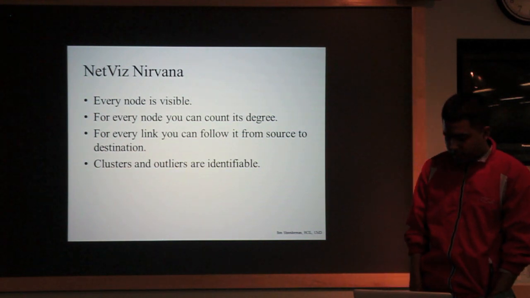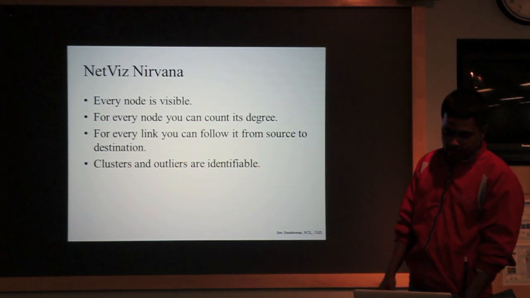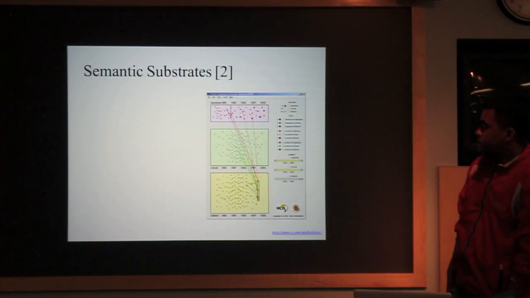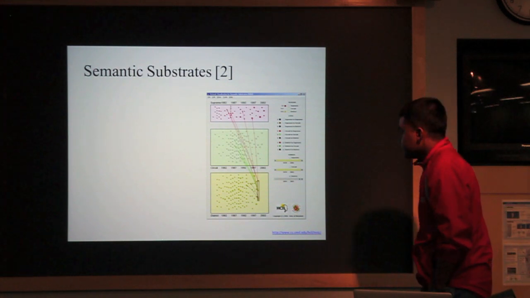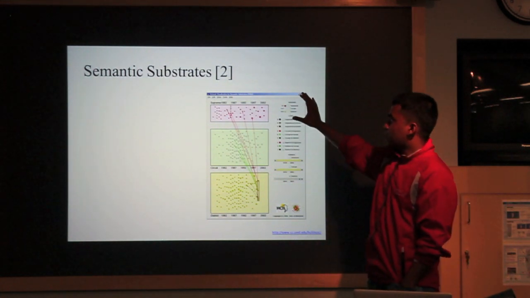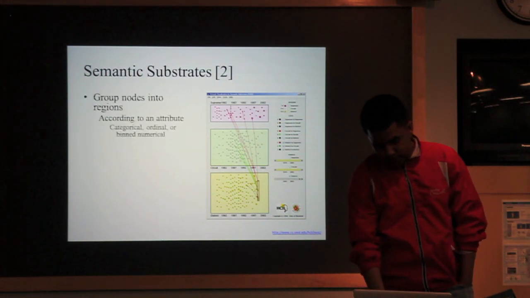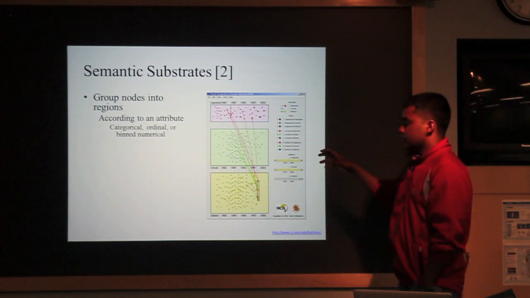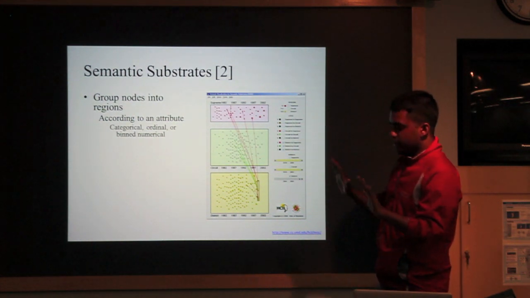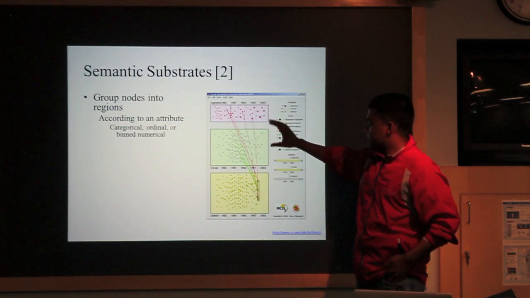Actually, he and his research group are working to achieve this NetVis Nirvana, and they came up with an idea of semantic substrates. The idea behind the semantic substrate is that we group the nodes based on their attributes, not like the force-directed algorithm, where nodes move according to its own will. We group the nodes based on their attributes.